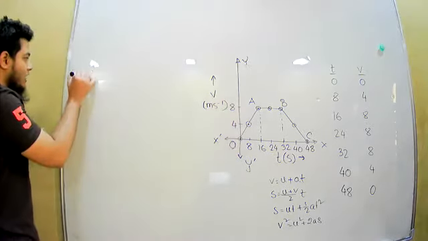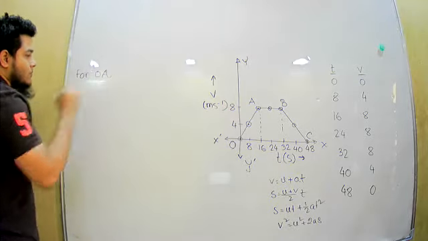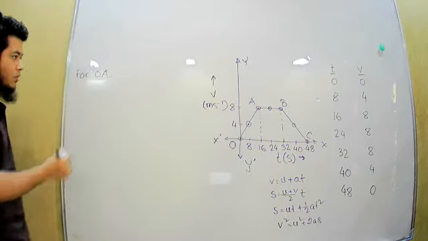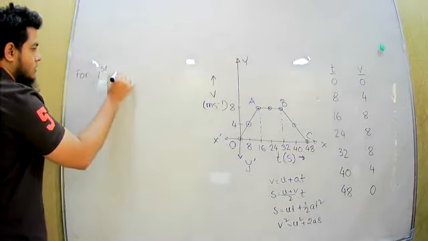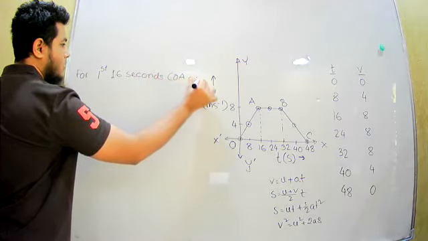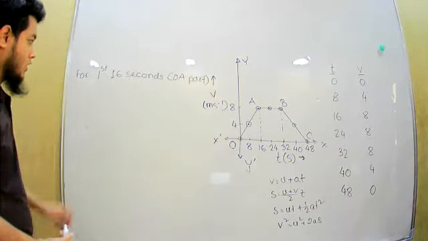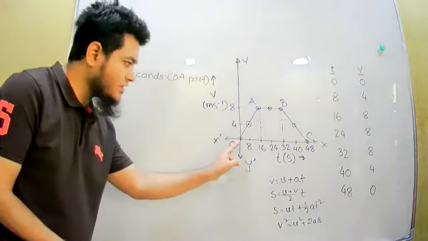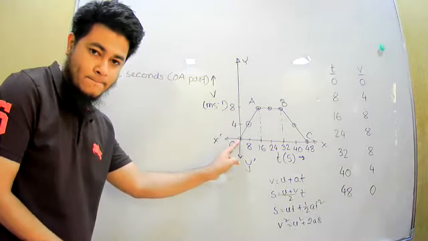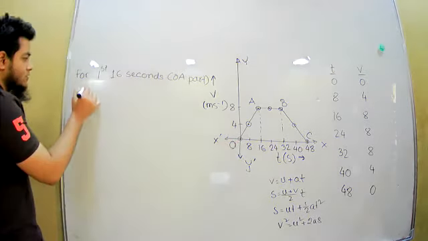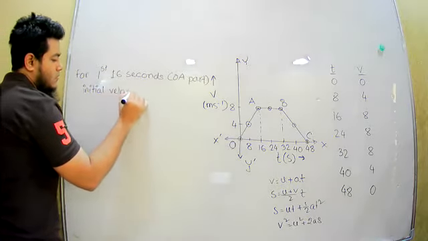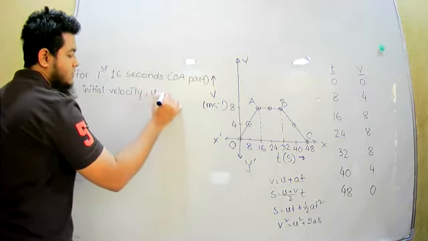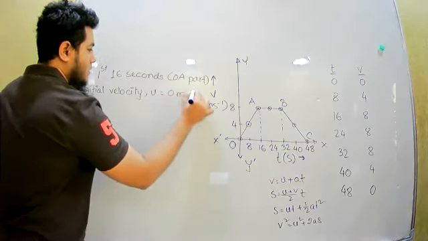I will write for OA. For the OA part, what we know. Or you may write for the first 16 seconds, in bracket you may write OA part. This will make it more clear. So what we know, do you know the initial velocity? Yes. What is the initial velocity? 0. Initial velocity U is equal to 0 meter per second.